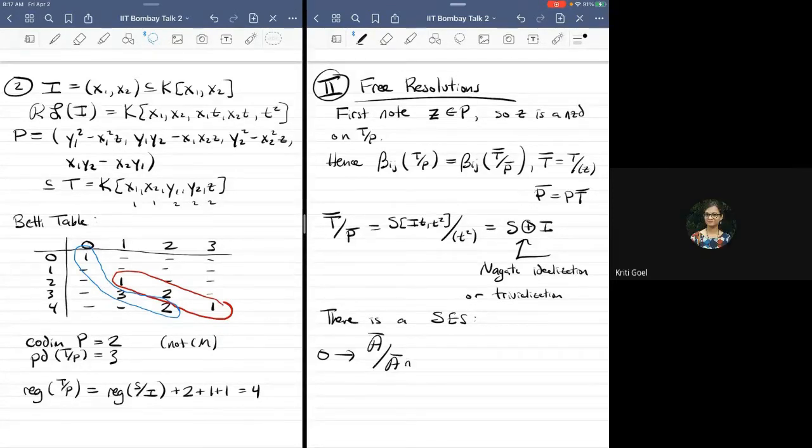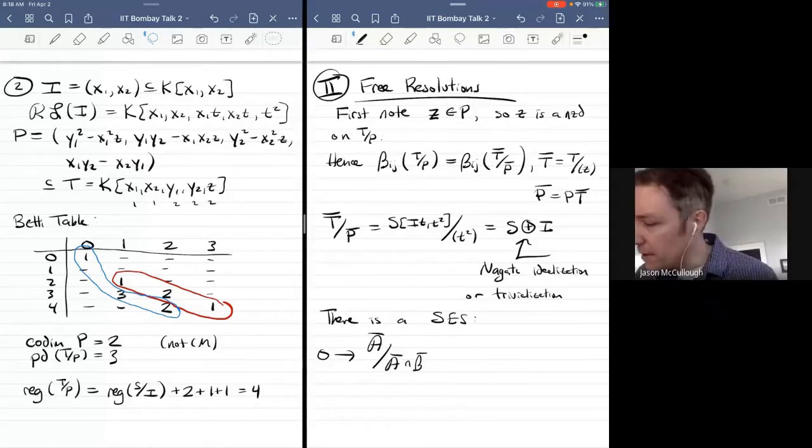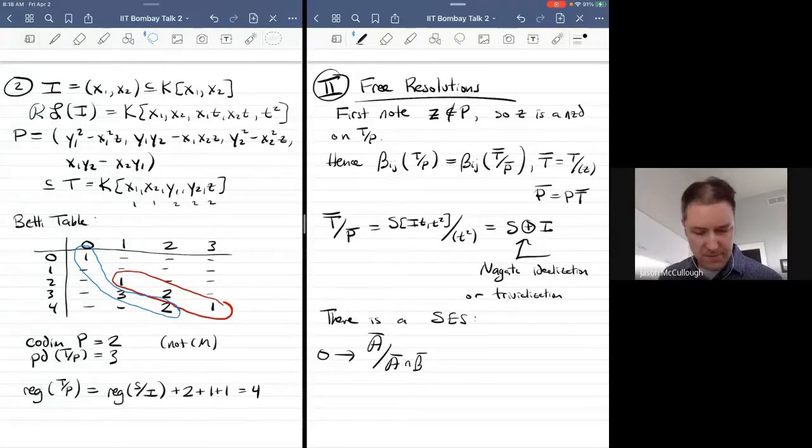Yes? Just one clarification. The very first line on this page, is the element Z in the ideal P or is it not? I meant to write a no. Thank you. Very good.